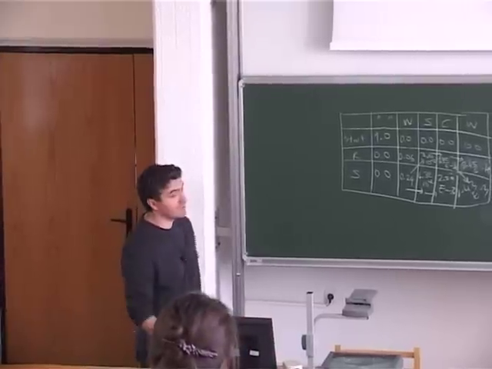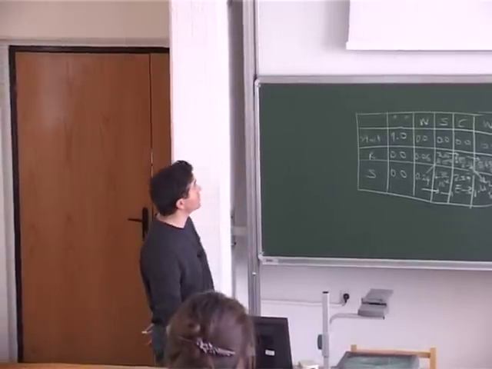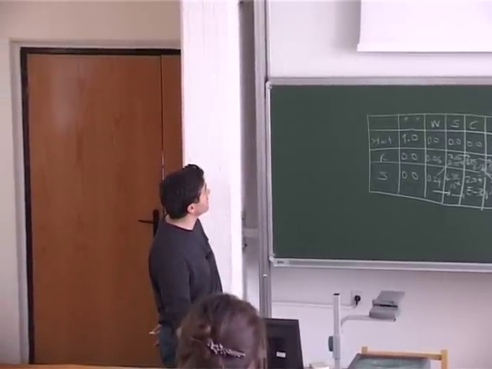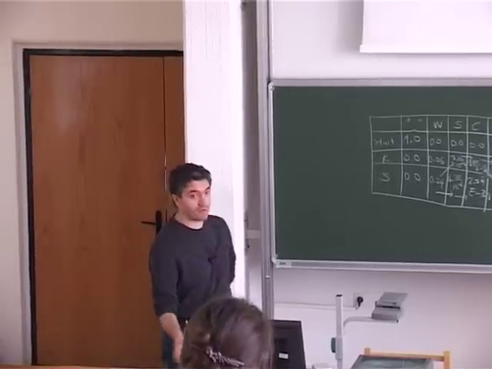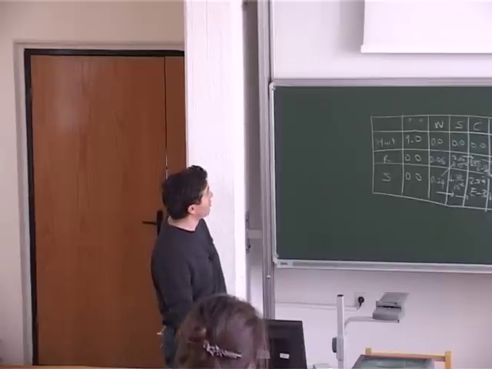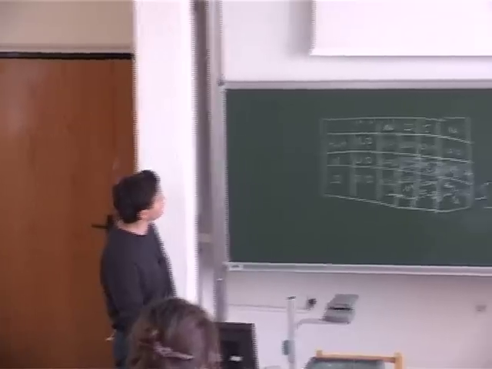Mitochondrial DNA is not in the nucleus, it's in the mitochondria, and it's a circular DNA. It's like the DNA of a prokaryote, okay? Small circular DNA. And it codes for 13 proteins, 22 tRNA genes, and 2 rRNA genes.